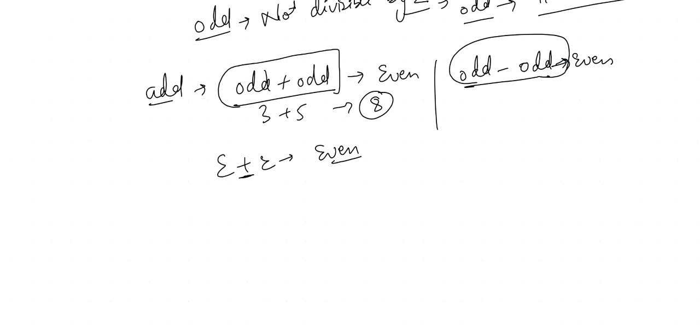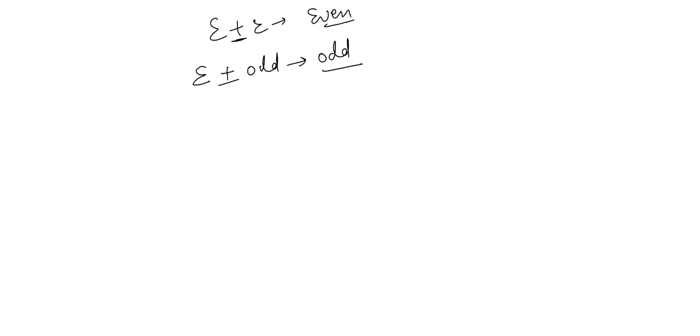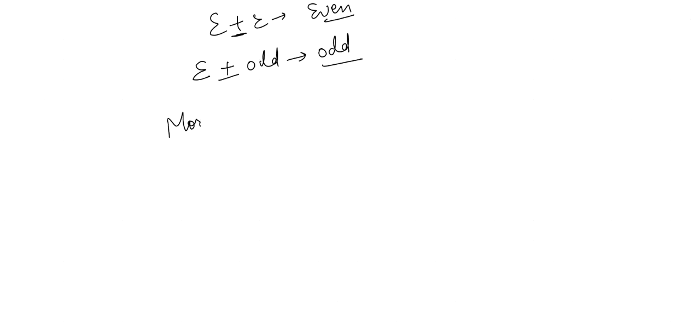If it is one even and one odd, then the sum or difference would be odd. So for the sum or difference to be odd, one number has to be even, another number has to be odd. And if there are more than two numbers, let's say there are some even numbers, some odd numbers, they're getting added or subtracted, what will be the final result in terms of being odd or even? That's what we're talking about.